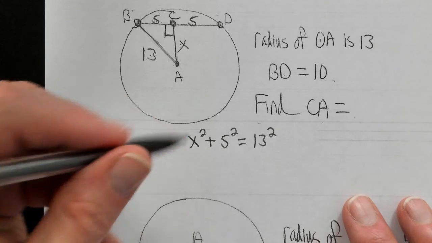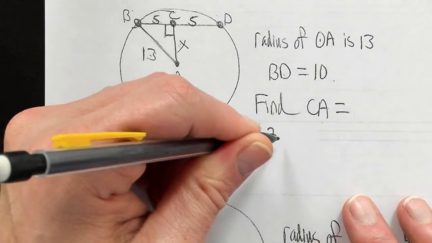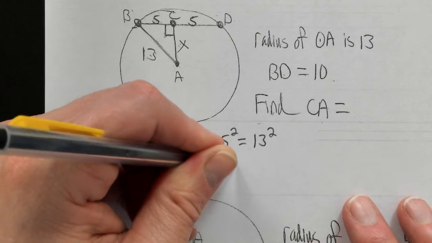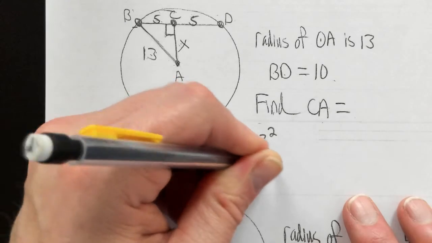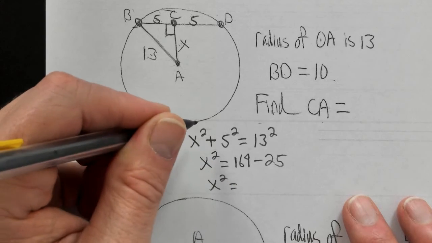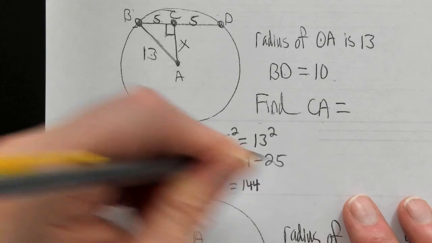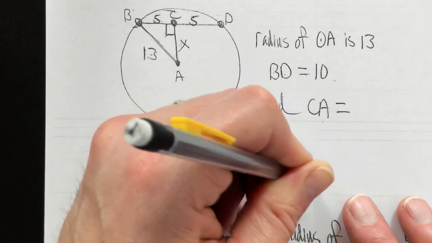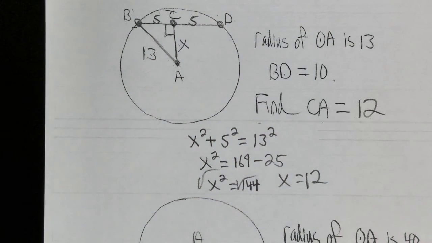And so when we take that, we can move this over to the other side, and it'll be like X squared is equal to 169 minus 25. 5 squared is 25. X squared is equal to 144. Then we take the square root of both sides, and X is equal to 12. So that means that CA is 12. That's your answer. All right.